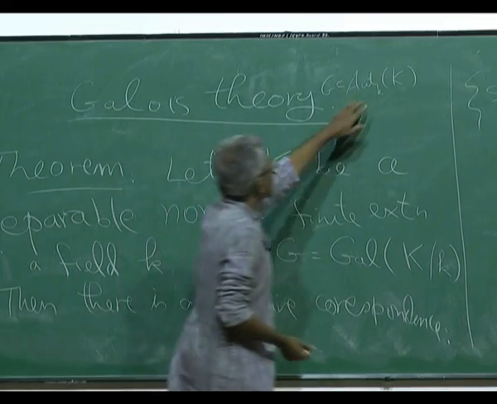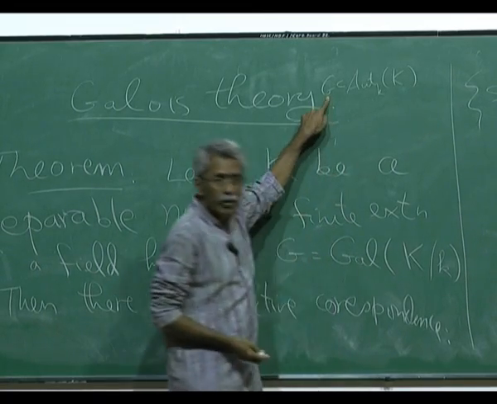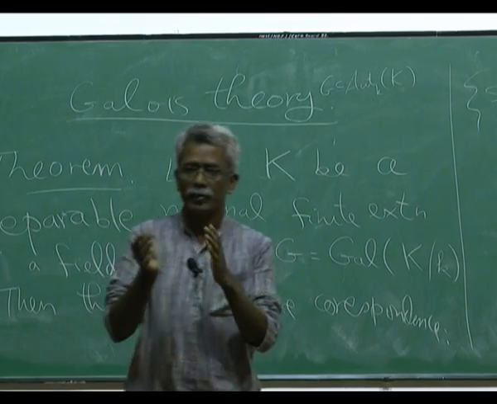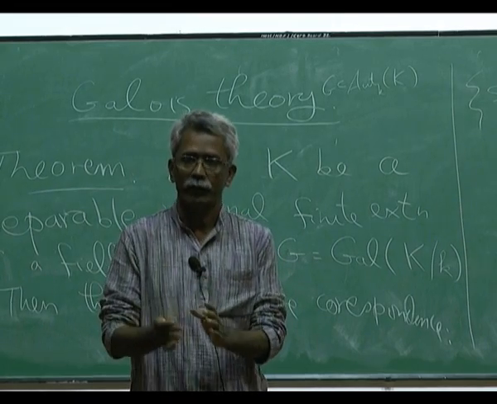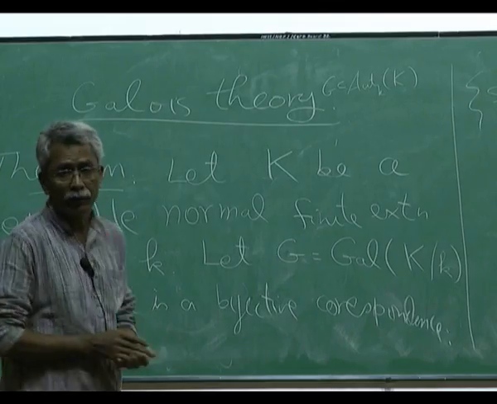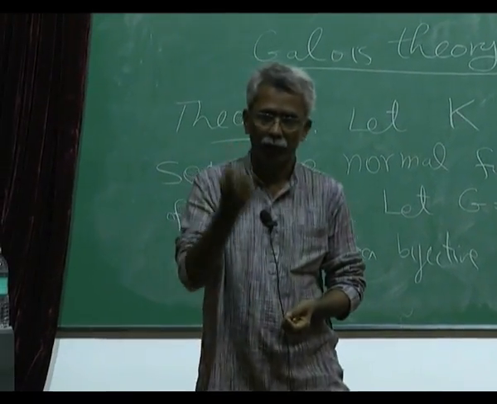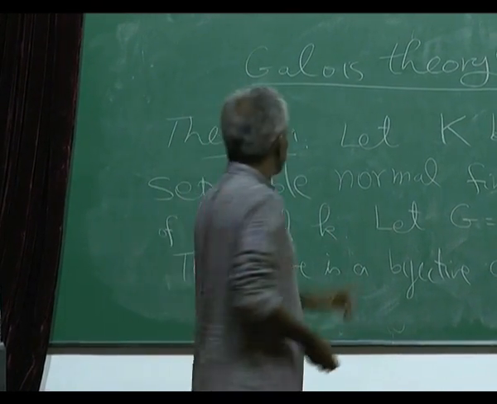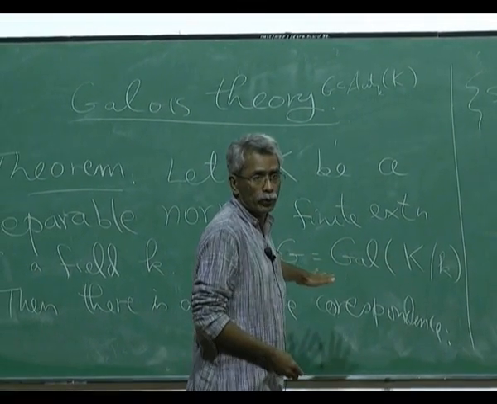When I write like this, it is just a vector space automorphism, but I am looking at field automorphisms, and then the possibilities are highly restricted. So much so that it becomes a finite group, because we assume that K is a finite extension. K as a vector space over small k is finite dimensional. When that happens, the Galois group of K over k becomes a finite group.